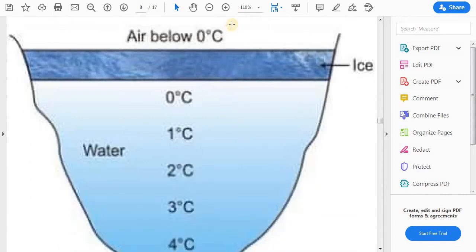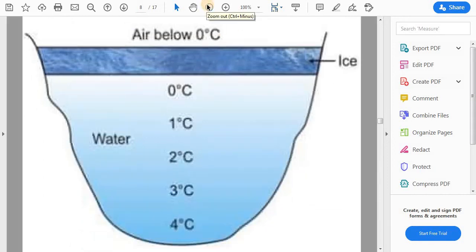Now what is happening to the marine life? This is the ice formed. Here it is water, because ice is a bad conductor of heat and the density of ice being less, it will float. So this ice will not allow outside temperature to go inside. So the marine life can exist very easily in the colder region.